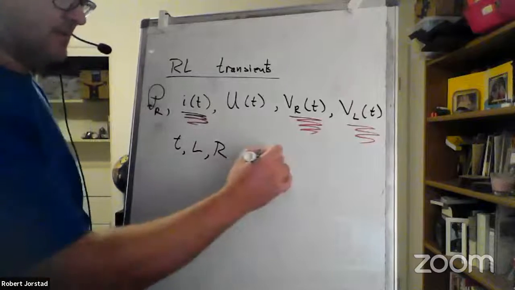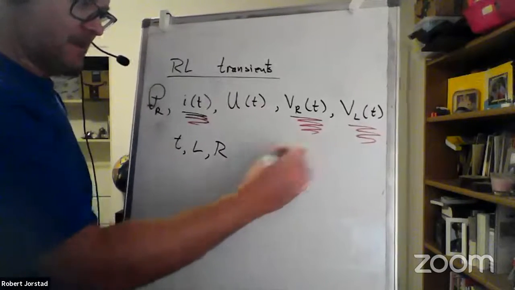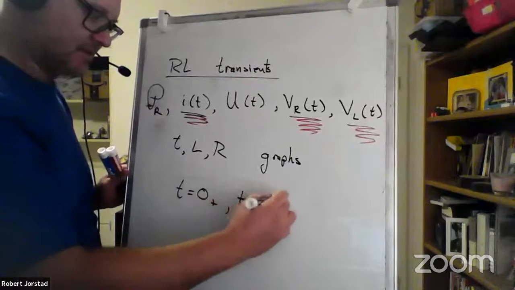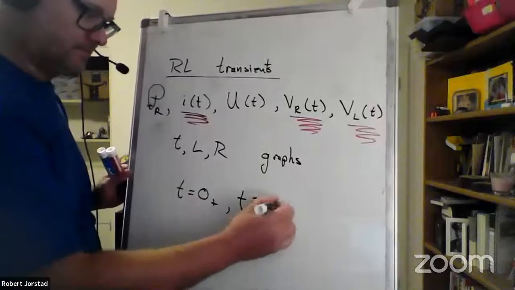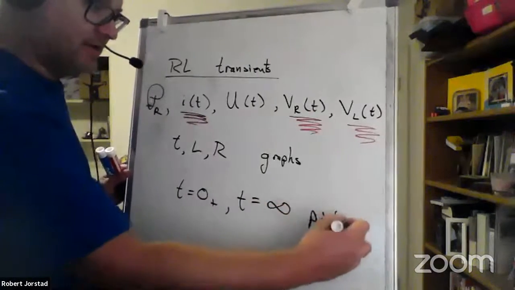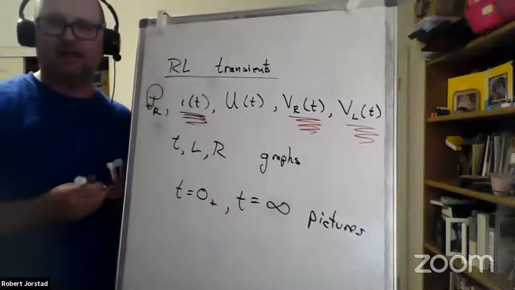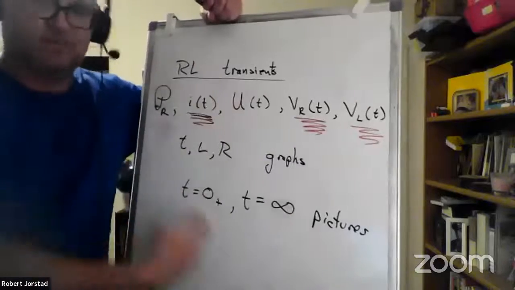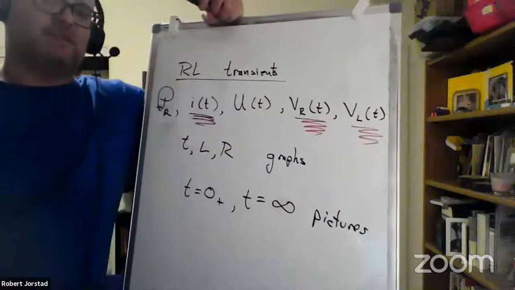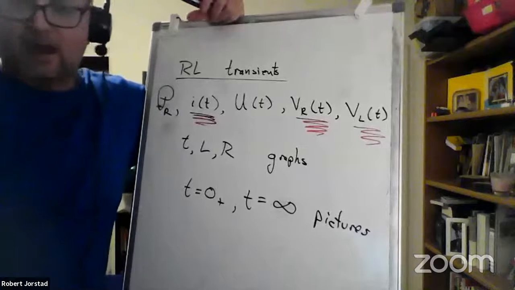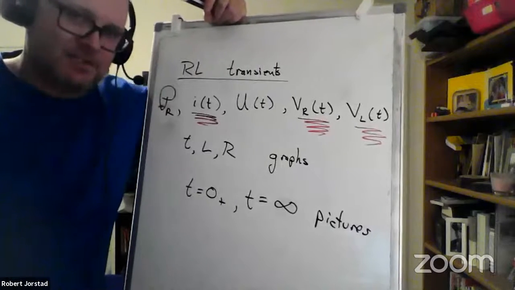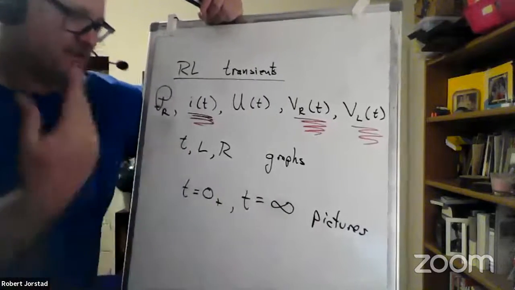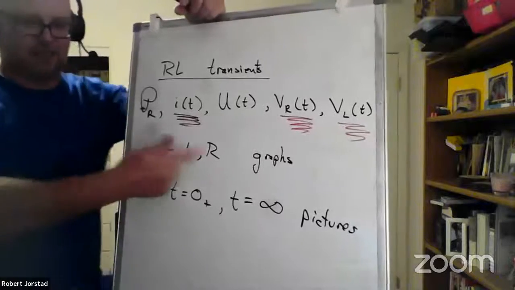And then you must be able to read graphs. And then also you should know the T equals 0 plus and T equals infinity. You have to know how to draw these pictures as part of that. All the questions that we've been working on, we're basically working on some subset of this whiteboard, right? These are all the types of RL transient questions you could imagine. Some kind of graphing question or a steady state circuit question. What's the current or voltage across an element? And then solve for T, L, or R. These are the most common things to solve for, I guess.